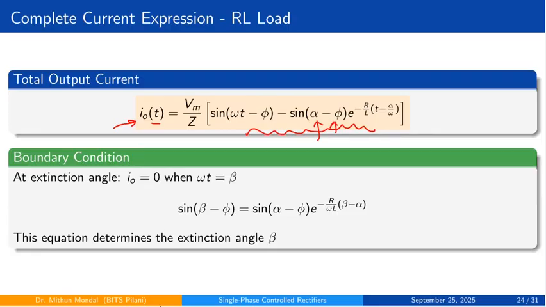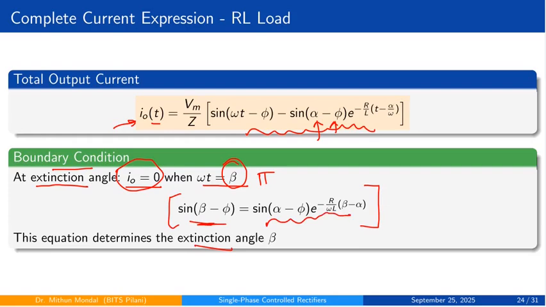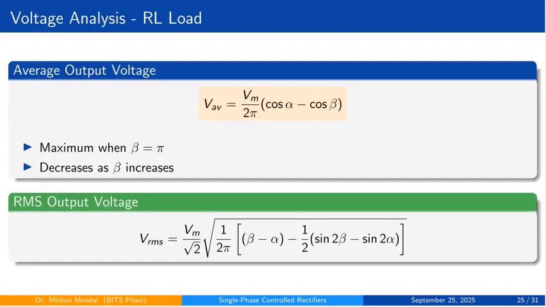So here the boundary condition, if we check, at the extinction when the current is 0, omega t is equal to beta. So it is at beta when the current becomes 0; it should be pi if the load is resistive in nature. We can use the equation to determine the extinction angle beta by equating this expression: sin(beta minus phi) is equal to the expression sin(alpha minus phi) e to the power minus R by omega L times (beta minus alpha). If we equate this, we can estimate the beta at which the extinction has taken place.